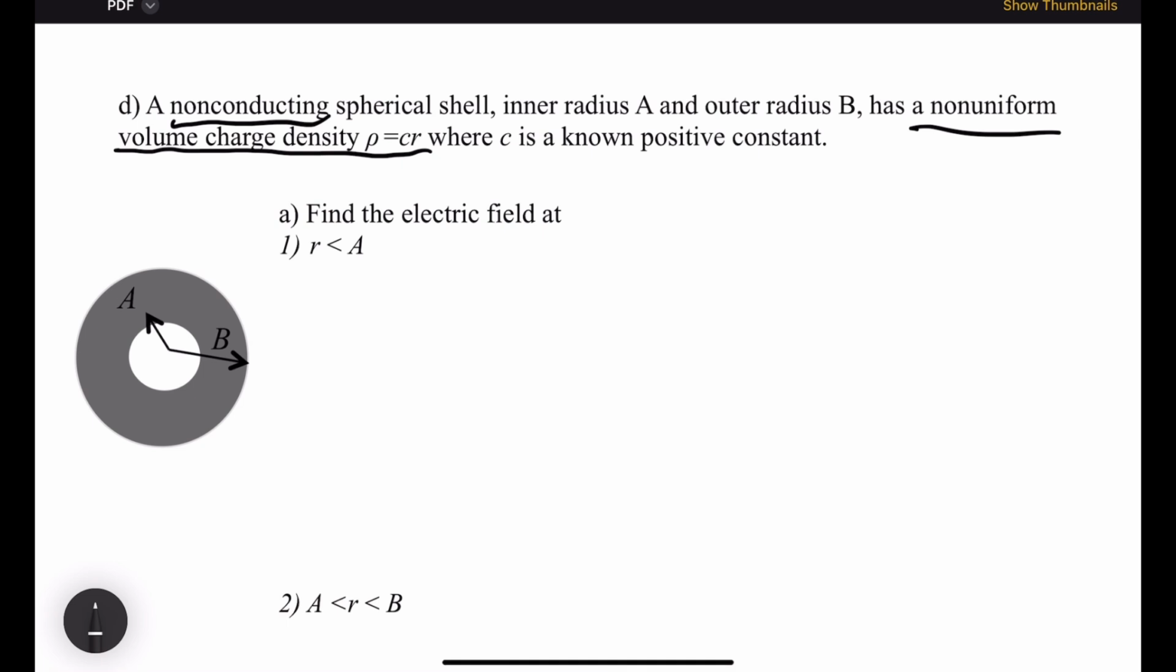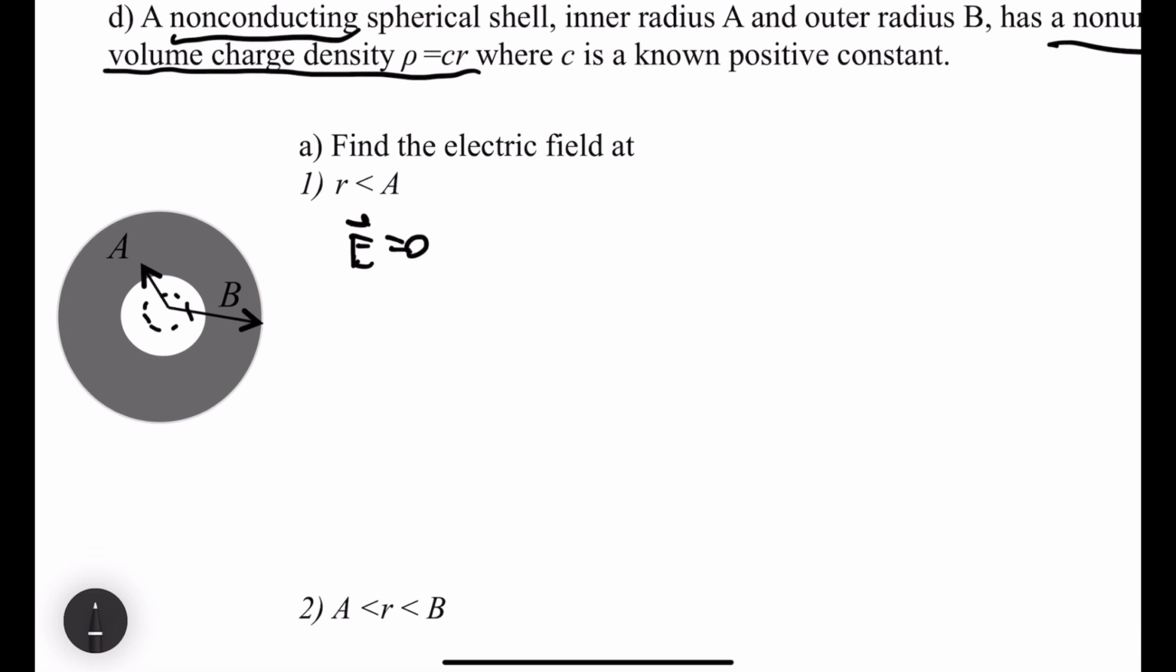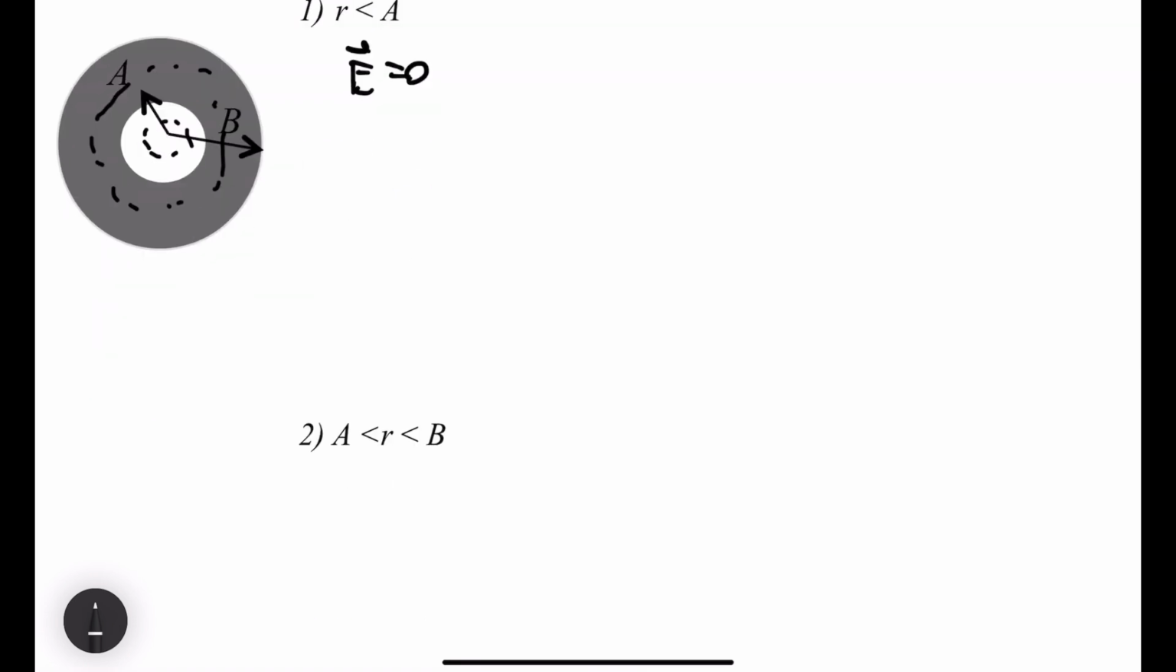So here it's asking us to find the electric field at R less than A. Well, in this case, at R less than A, the electric field is still equal to 0 because it's empty, there's nothing in there. But now for the second region, when we're between A and B, that's where things change.